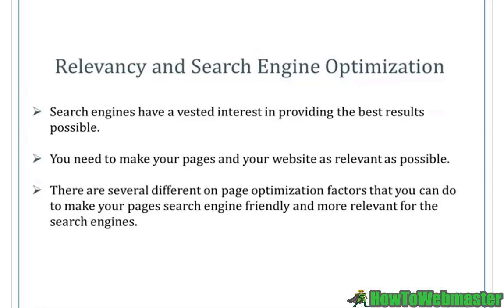Search engines have a vested interest in providing the best results possible to the traffic that they're getting. They're going to make money off of that. So make sure that you're providing them good content. You need to make your pages and your websites as relevant as possible. So when Google sends somebody to your site, that person went there to find exactly what they were looking for. There are several different on-page optimization factors that you can do to make your page search engine friendly and more relevant for the search engine.